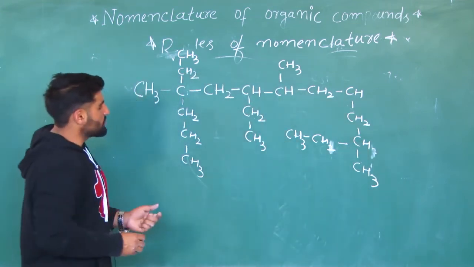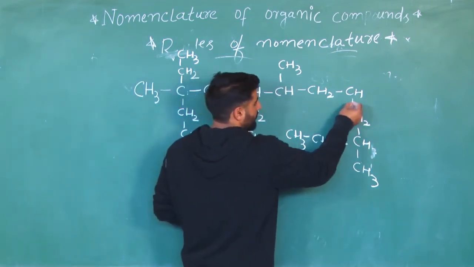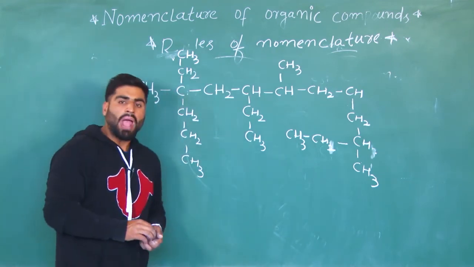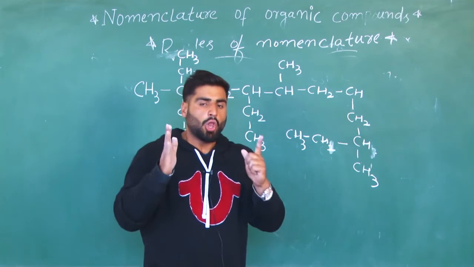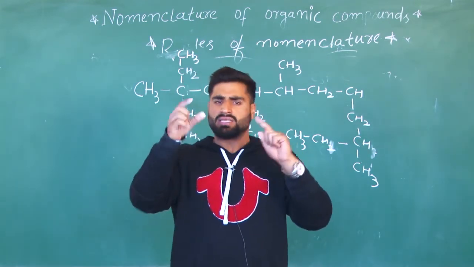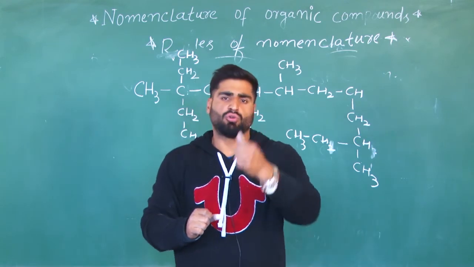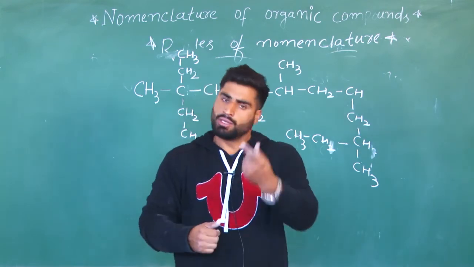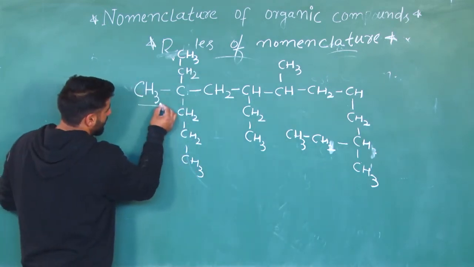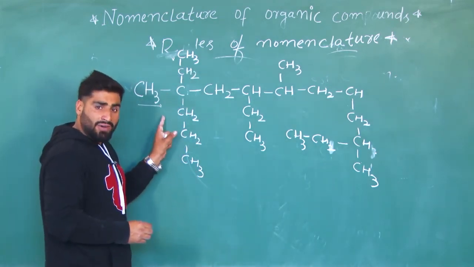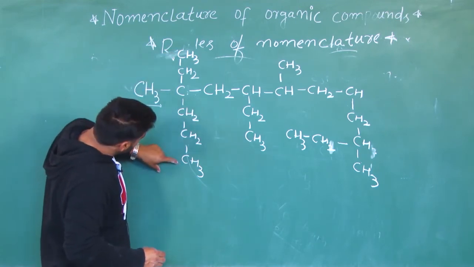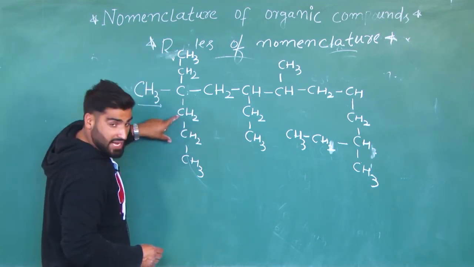Now, suppose this is an organic compound. In this organic compound, you have to select the longest possible chain. So you will remember the simple trick: we have to go for the long drive. Let's start, students. This is carbon number 1, the root of only 1 carbon, root of only 2 carbons. This is the root of 1, 2, 3 carbons.